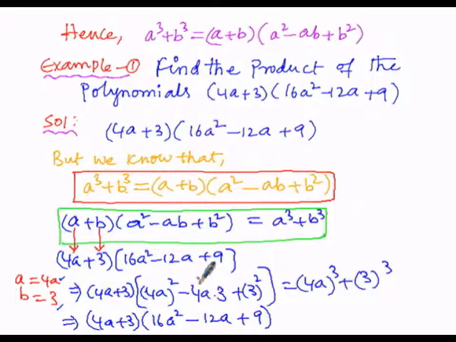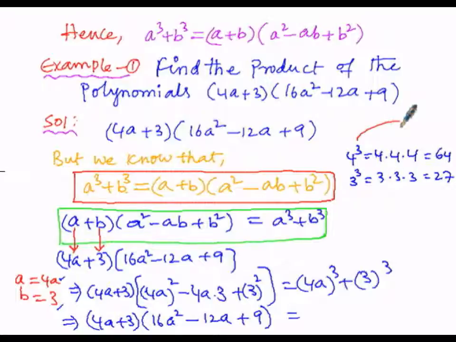Its result is nothing but 4a whole cube. 4 must be repeatedly multiplied thrice, so 4 into 4 into 4. 4 4s are 16, 16 4s are 64, and similarly 3 cube. 3 must be repeatedly multiplied thrice, so 3 into 3 into 3. 3 3s are 9, 9 3s are 27. So instead of 4 cube we can write 64, and instead of 3 cube we can write 27.